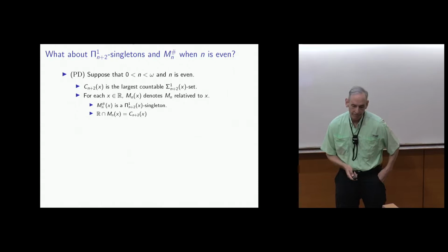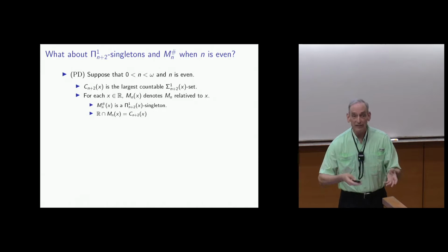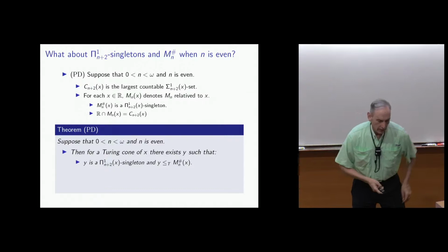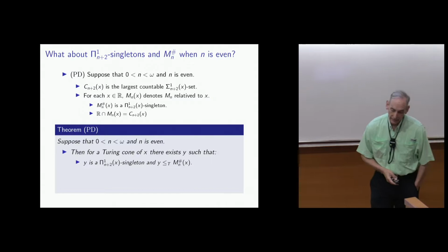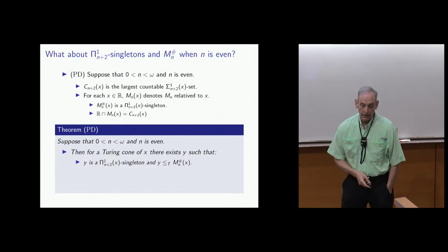All right, so now we're looking at the even levels, where the singletons are not prewellordered. We're asking whether there's a singleton between 0 and the analog of 0^#. And there's a cone result. Assume PD, suppose n is even, then for a Turing cone of x, there is a real y. y is a Π^1_{n+2} singleton relative to x. y is recursive in M_n(x)^#.